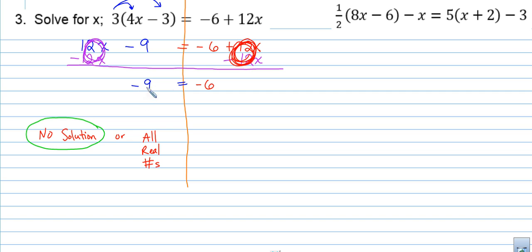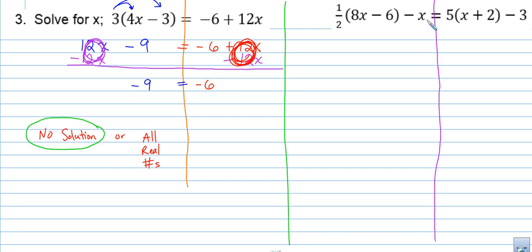Had it said negative 9 equals negative 9, then it would have been all real numbers, because that's a true statement. But since negative 9 does not equal negative 6, nor will it ever equal negative 6, it's no solution. Okay? And it's no solution because there's no number that we can plug in for x that will make this a true statement. Okay? So moving to question number 4, and the last question for objective number 1.